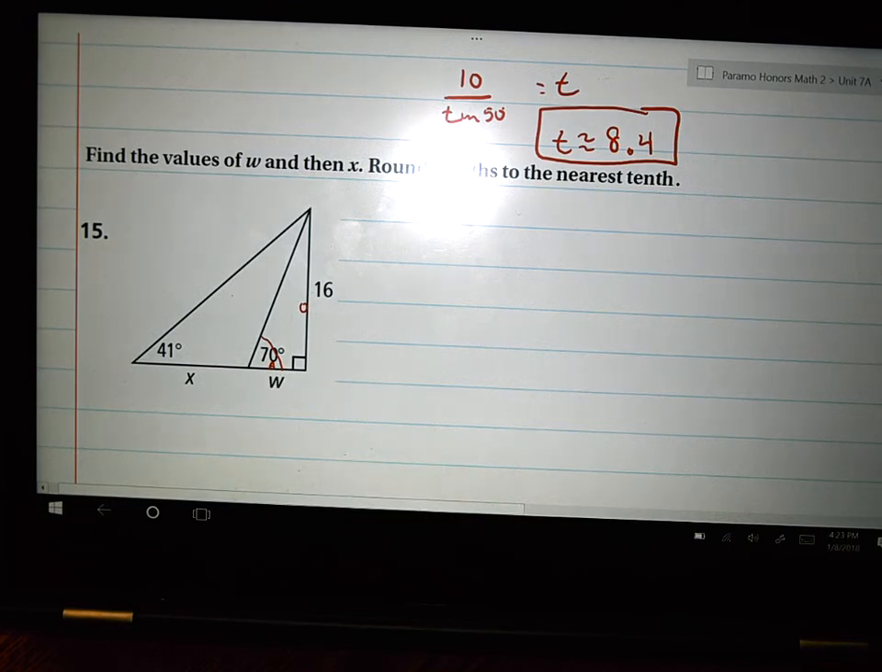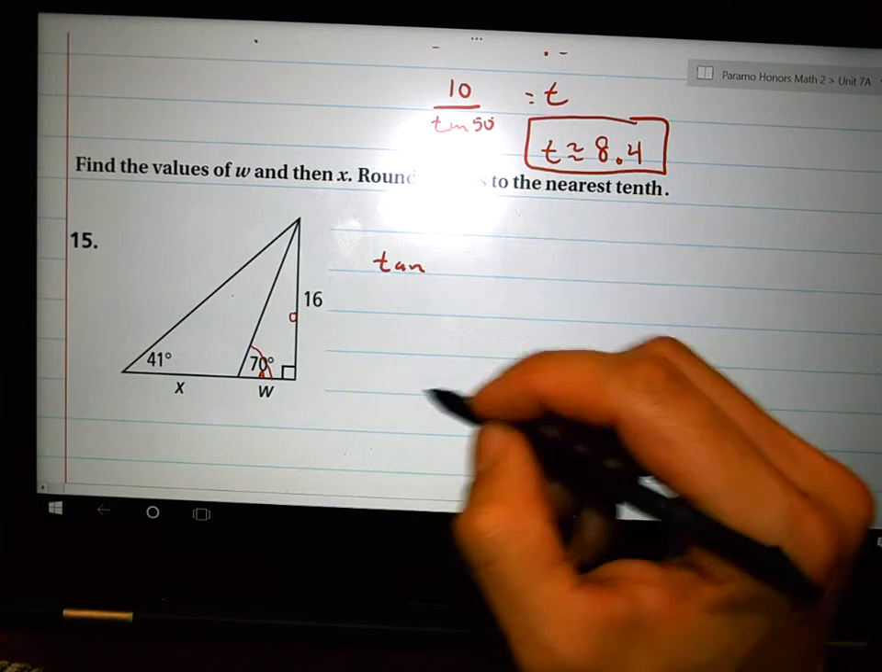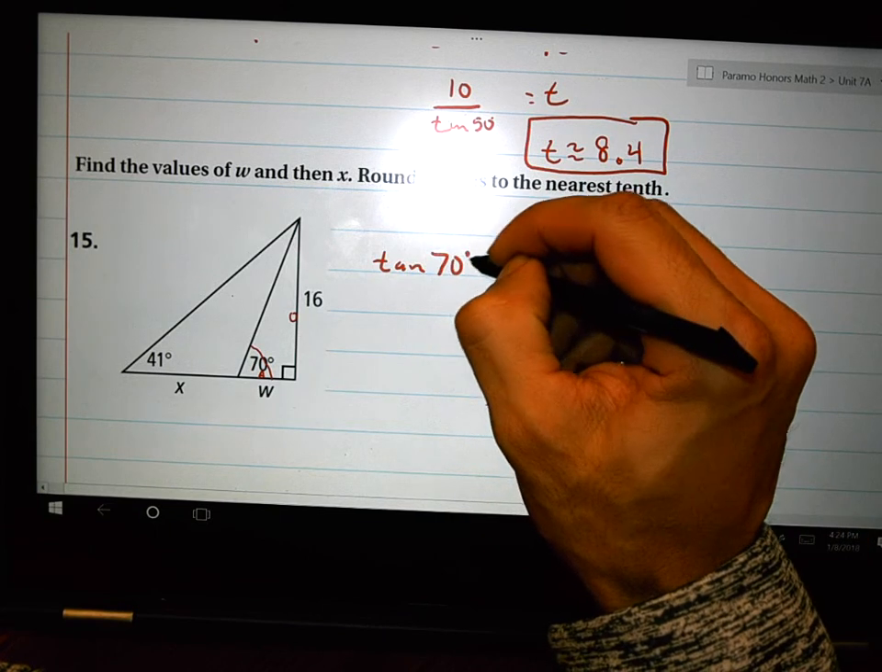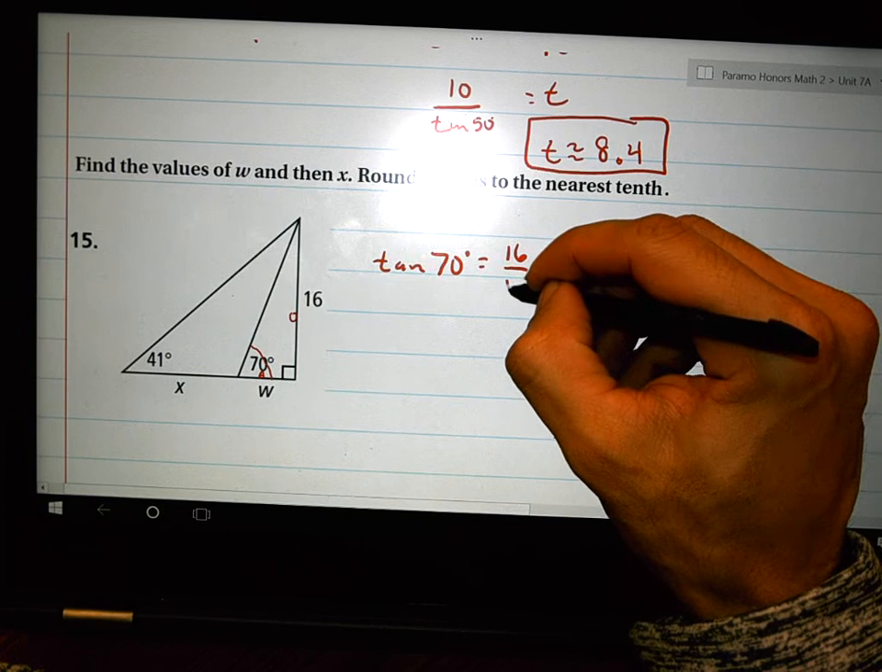Can we figure it out? Which trig function would we use? Let's start with that. Are you going to use sine, cosine, or tangent? I hope you said tangent. Don't forget the angle. TOA. Tangent of 70 degrees equals 16 over W.